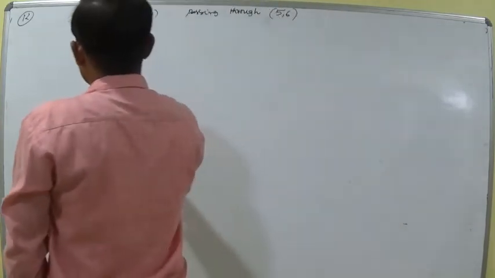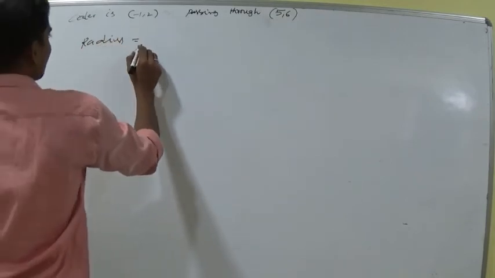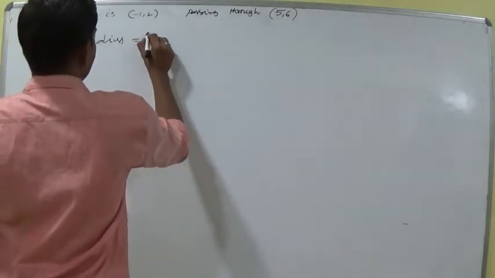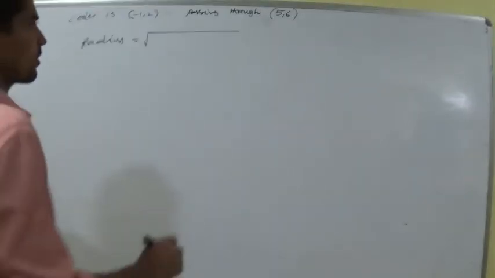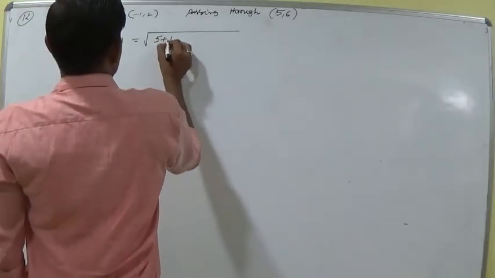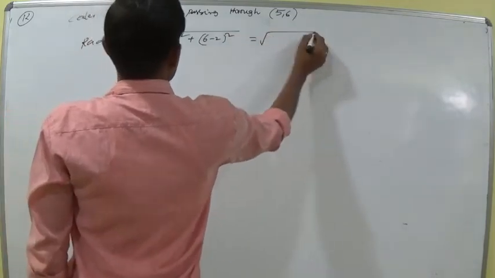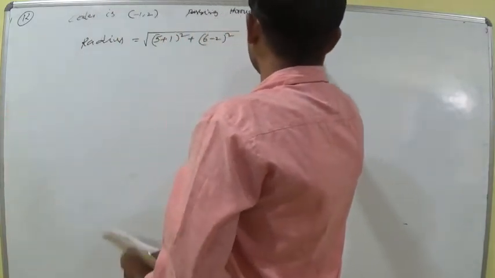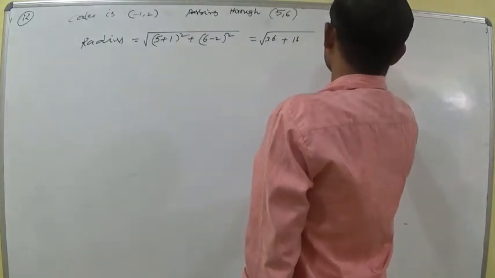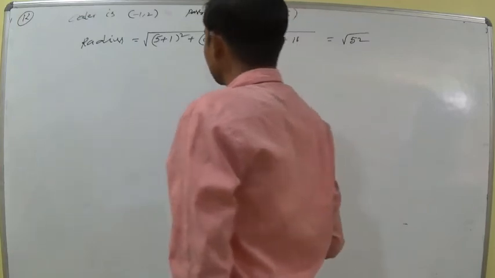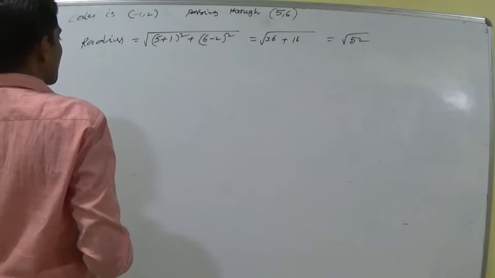Now radius is equal to square root of x2 minus x1 whole square plus y2 minus y1 whole square, same formula. 5 plus 1 whole square plus 6 minus 2 whole square, which is equal to 36 plus 16, which is equal to root 52. Root 52, so leave it like that.